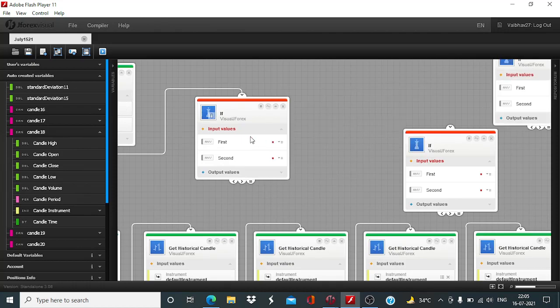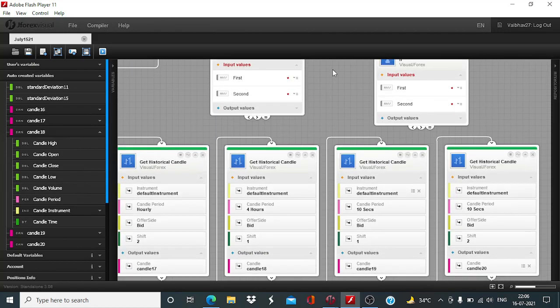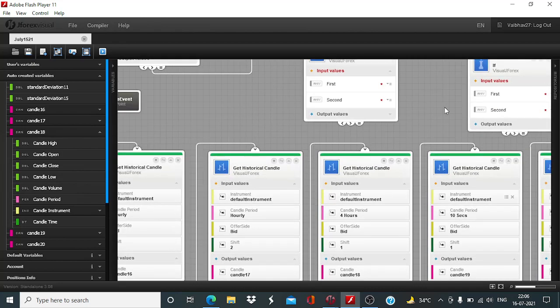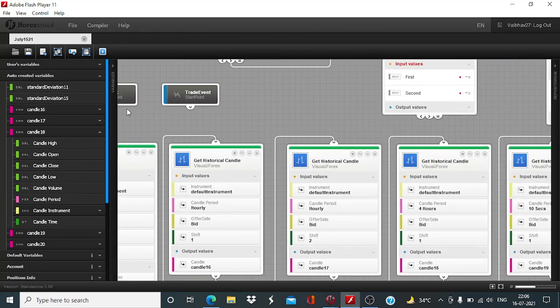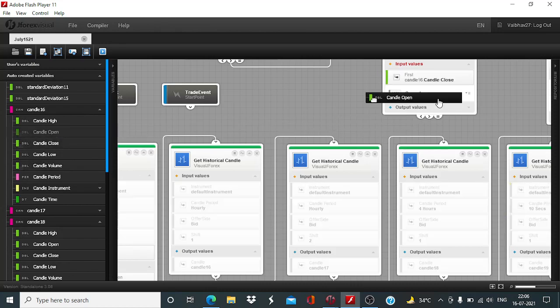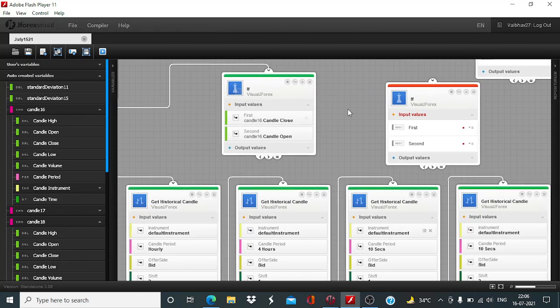Also, the last hourly candle should have closed in a similar manner. Its opening price should be lower than the closing price. So we have to consider candle 16, candle close, and compare it with opening price. First input greater than second input.